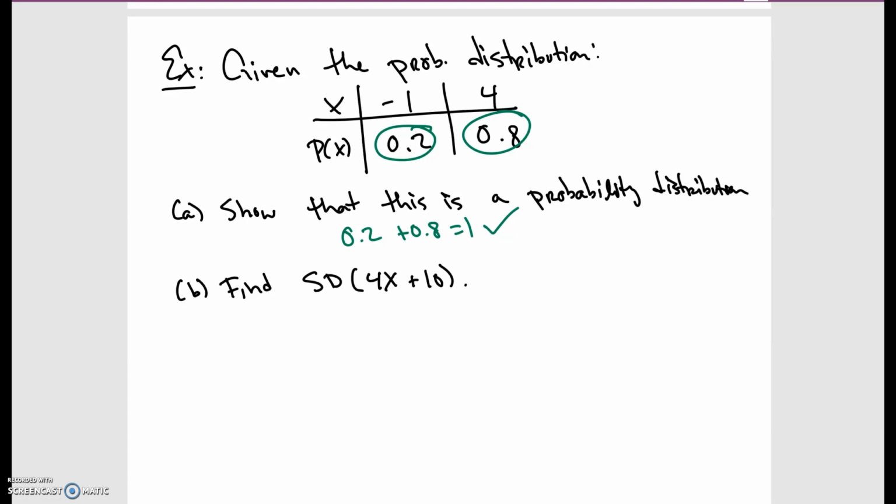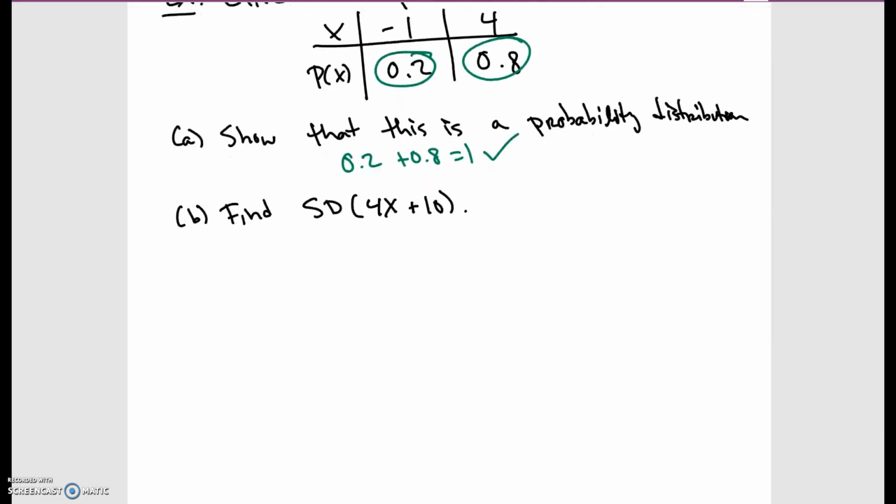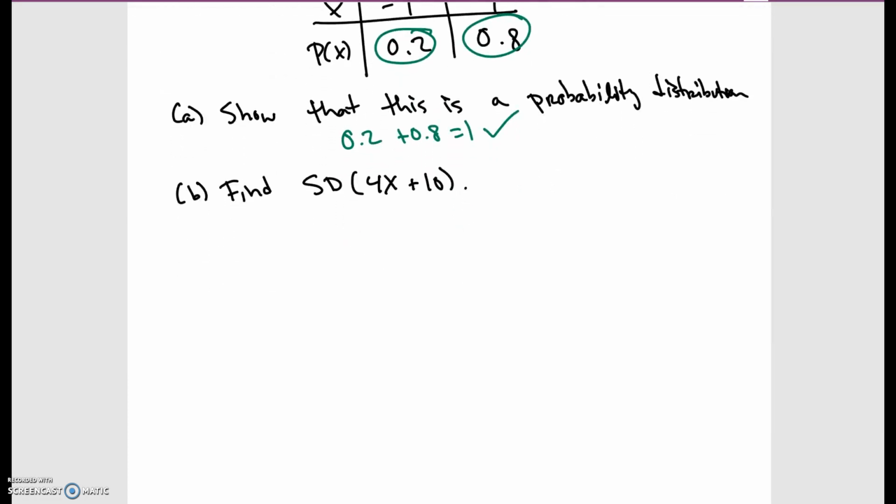Part B is a little harder. It's a little more difficult because you're not given any steps. You want to find the standard deviation of 4x plus 10. In order for me to find the standard deviation of 4x plus 10, I need to figure out what the variance is, because I know that the standard deviation is just the square root of the variance of 4x plus 10.